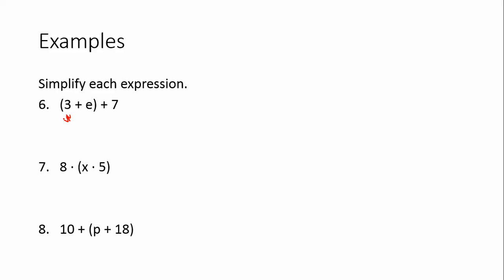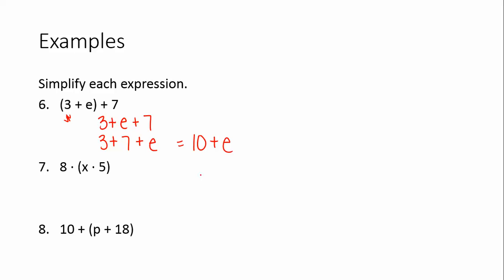So first what I'm going to do is drop the parentheses and write 3 plus e plus 7. Then I'm going to change the order to 3 plus 7 plus e. Remember, in addition, order doesn't matter, so you can move things around. Now you see that I can add the 3 plus 7 to get 10 plus e. We have simplified the expression. When you simplify the expression, you need to make sure that all of the constant terms, or all of the numbers, are combined.